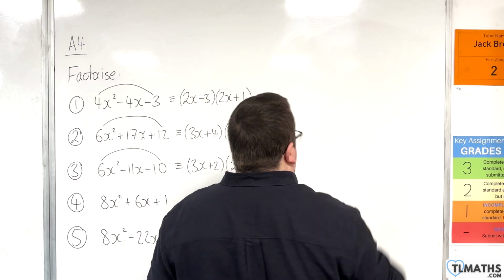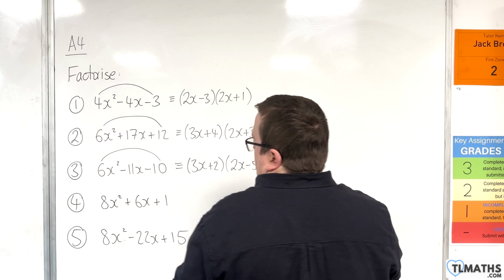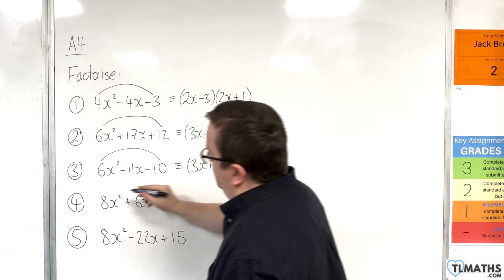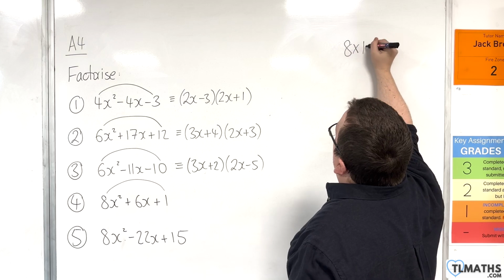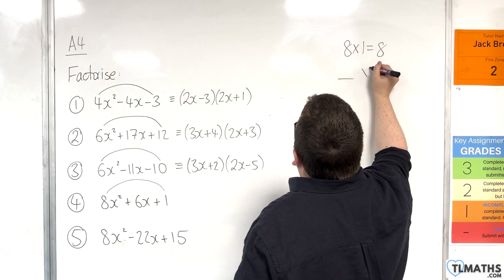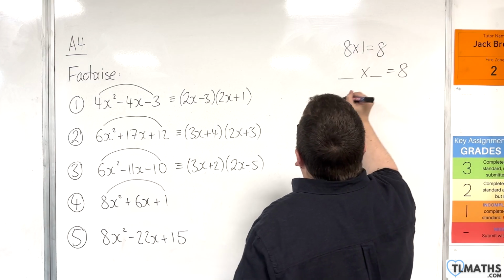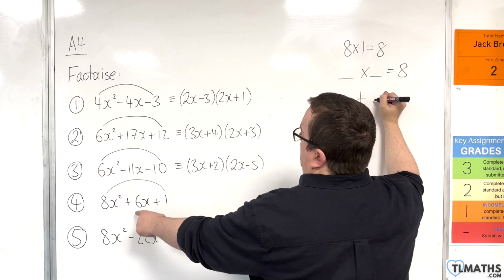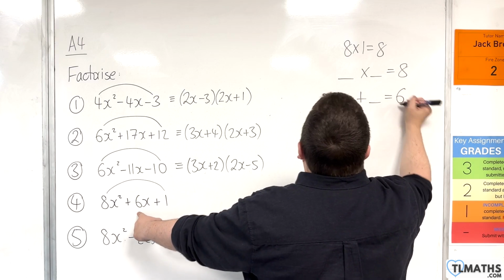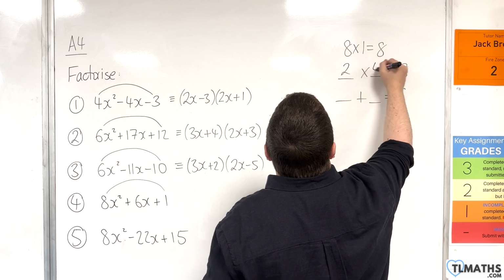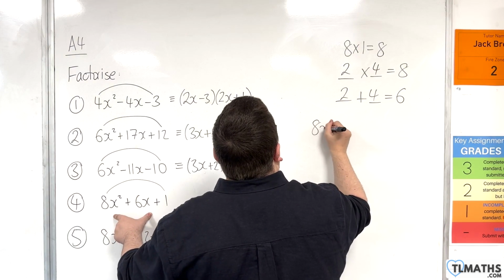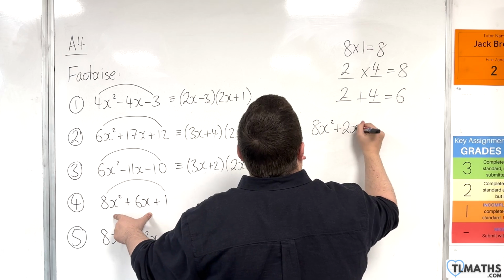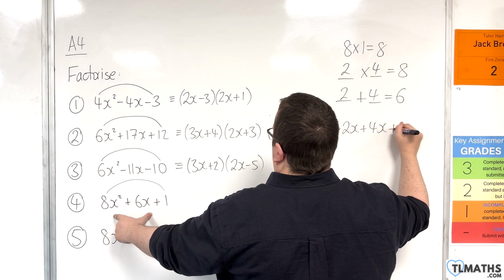All right, number 4. 8x squared plus 6x plus 1. So first of all, multiply the 8 by the 1. So 8 times 1 is 8. So we're looking for two numbers that multiply together to make 8, but add together to make 6. And of course, that's 2 and 4. So 8x squared plus 2x plus 4x plus 1.